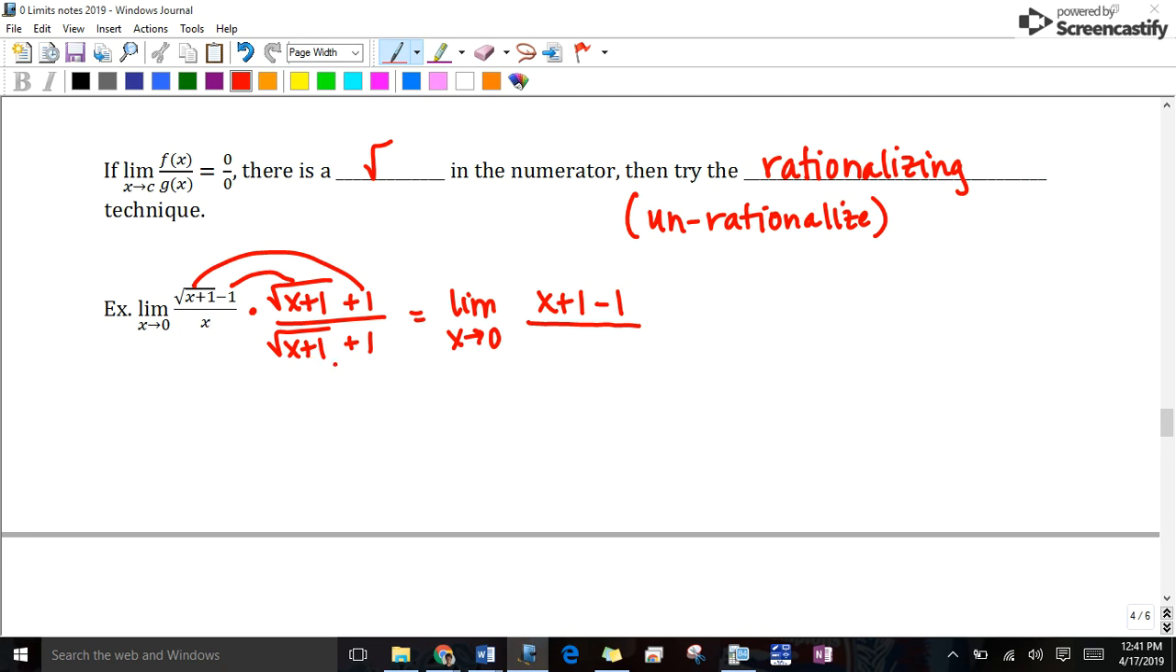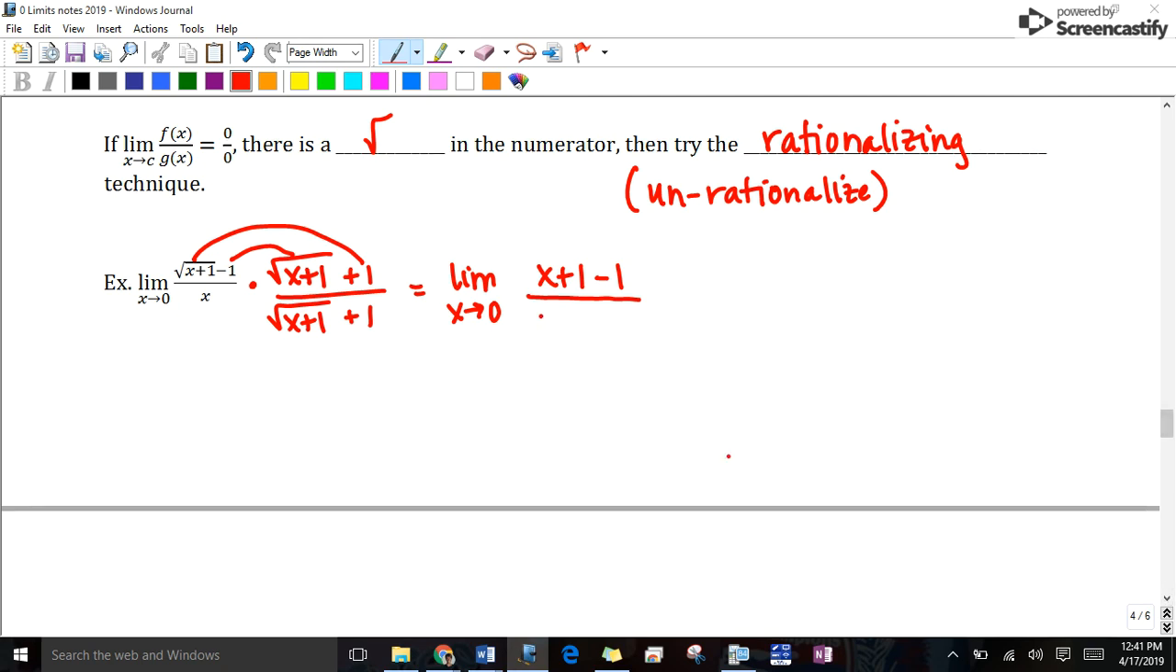The denominator, I would suggest you don't multiply out. I could go ahead and distribute that x, but I think you'll see why I don't want to do that here in a sec. So I'm just going to leave the denominator as my two separate factors. So x and then that conjugate, square root of x plus 1 plus 1.